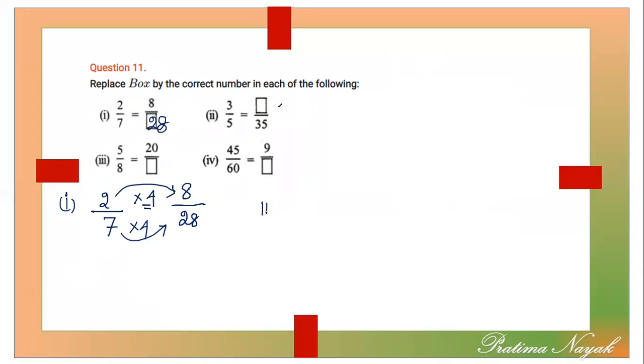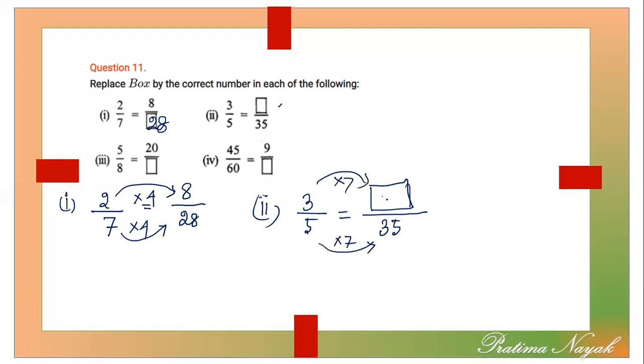Now second part. 3 by 5. Here I am getting 35. What will be in the box? Say quickly. Yes, you're correct. You're so quick. 5 times 7 is 35. So I'll multiply by 7. 21. Coming to the third part.